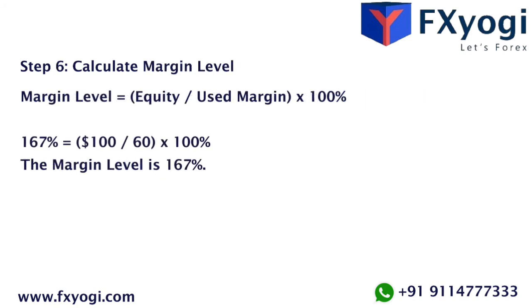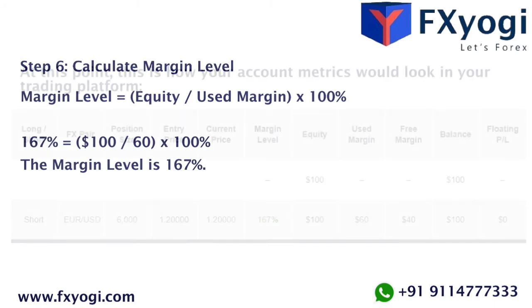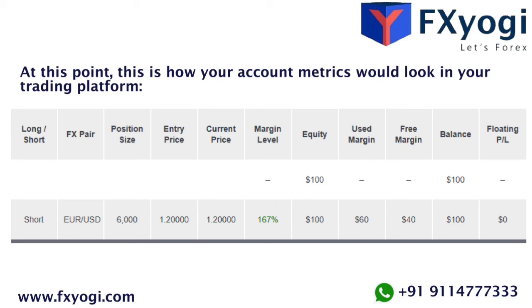Step 6. Calculate margin level. Margin level equals equity divided by used margin times 100%. In this case, 167% equals $100 divided by $60 times 100%. The margin level is 167%. At this point, this is how your account metrics would look in your trading platform.